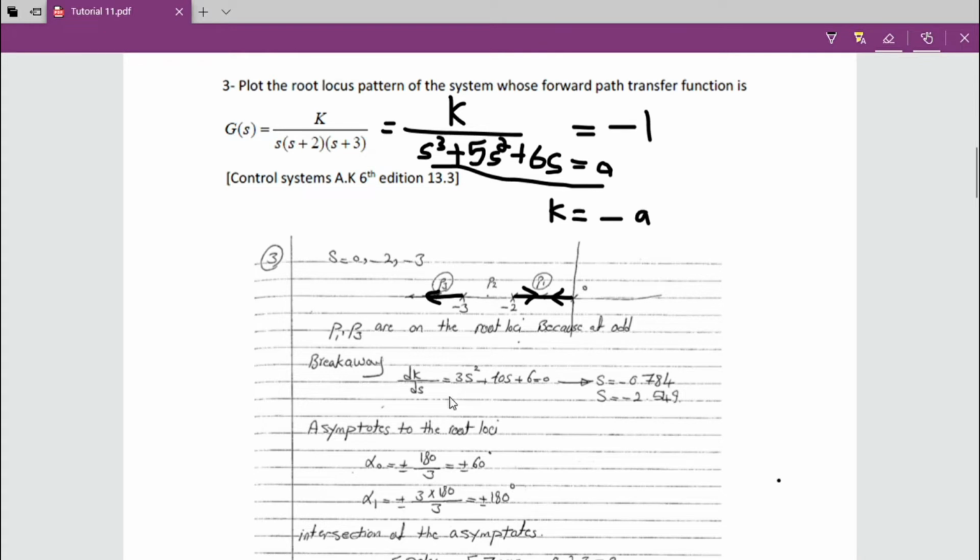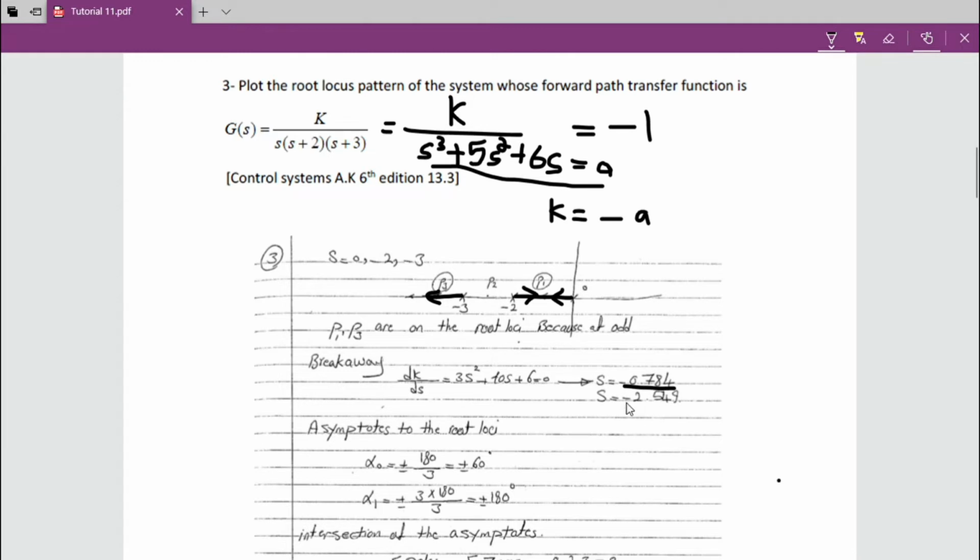Even if you take that negative, if you solve for -3s squared minus 10s minus 6 equal to 0, you'll still get these two solutions: s is equal to -0.784 and s is equal to -2.549. When s is equal to these two points, your k is either maximum or minimum. Just looking at this root locus, you know that this point will be on the root locus pattern.